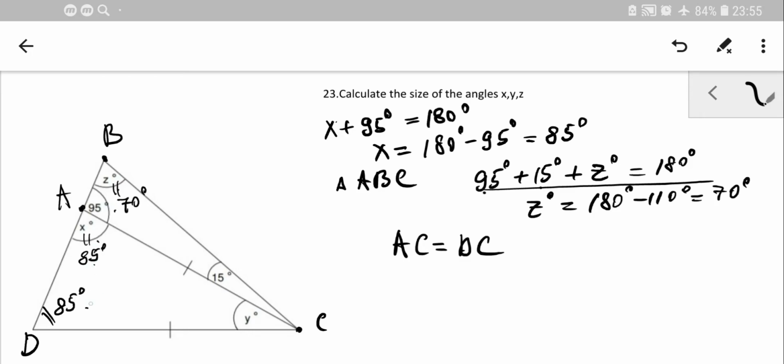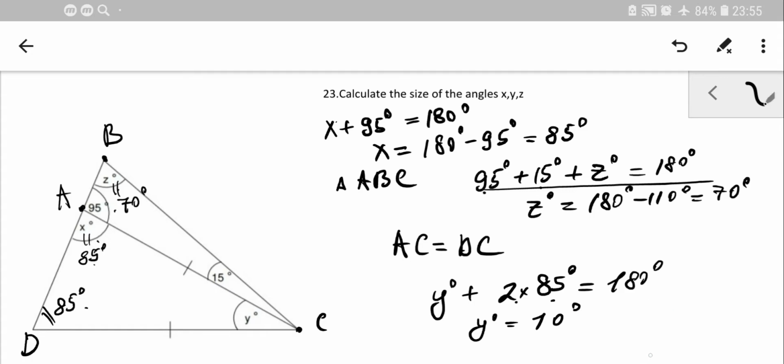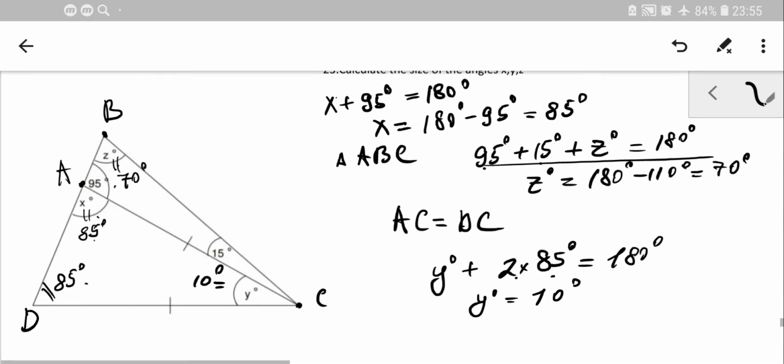Okay, we have two angles of 85, so in addition with angle Y, the 2 times 85 and Y will again add up to 180. So angle Y is 180 minus 2 times 85, which is 170, so angle Y is 10 degrees. All right, so 10 degrees stays for that. We've done 23.